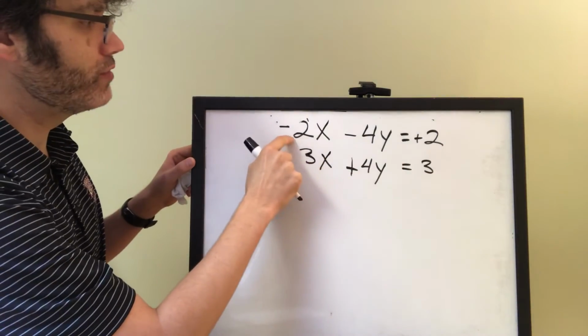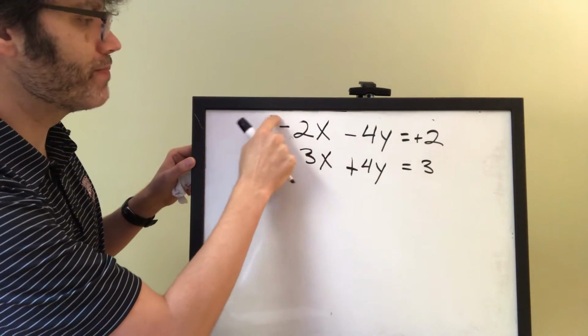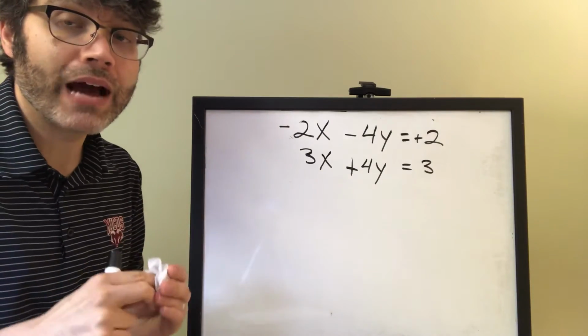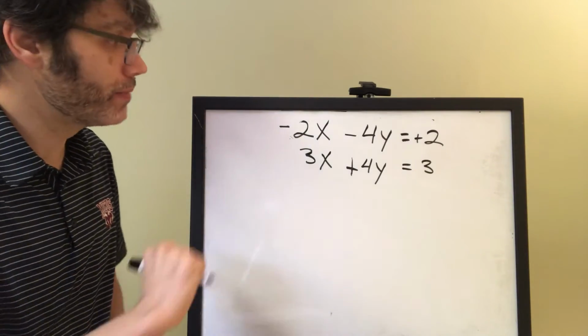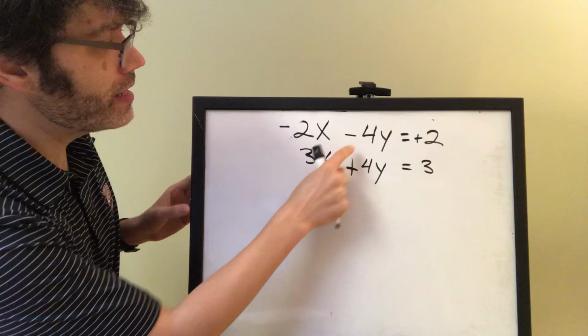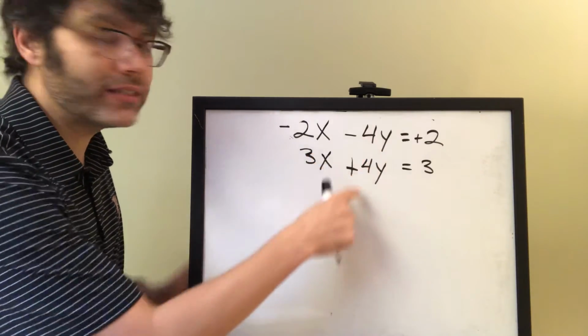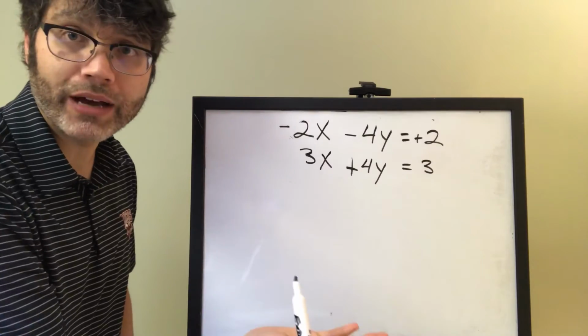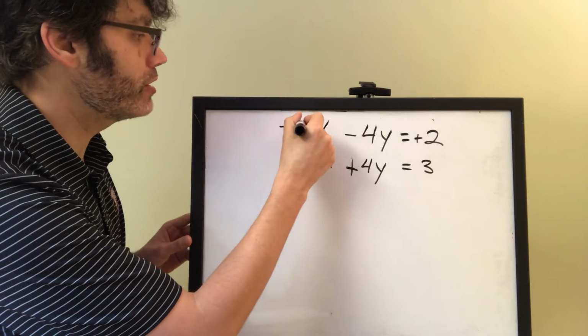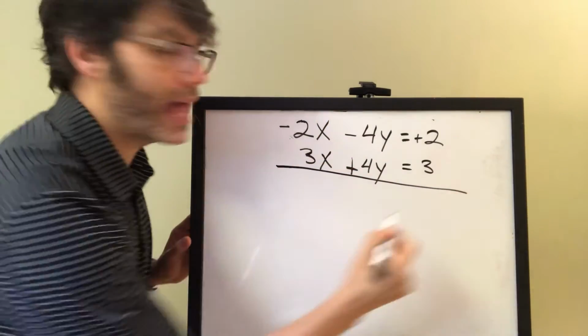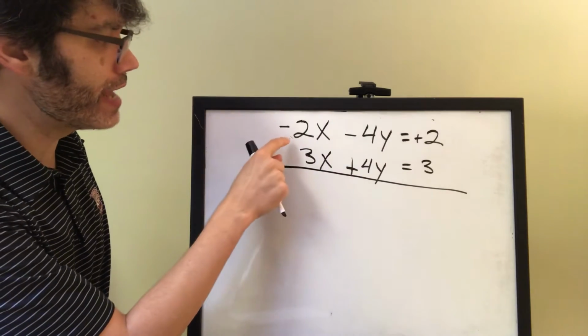What was the advantage of doing that? Because it seems like an extra step. It is an extra step, but it makes our lives a lot easier in the long run. Because now look, do you see that this is a -4 and this is a +4? When I add these together, the y's will drop out. So now I can go through, just like in the last problem, and just add the two equations together.